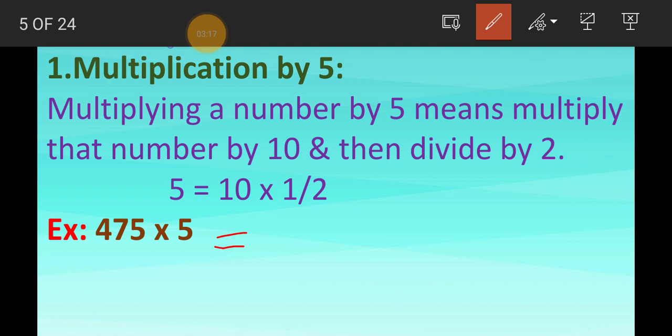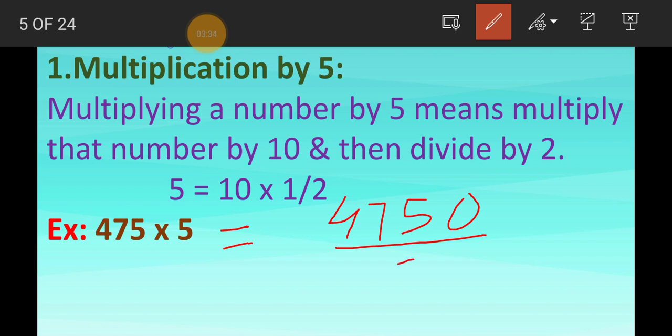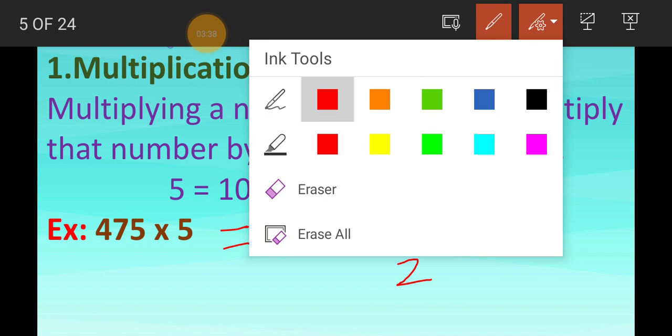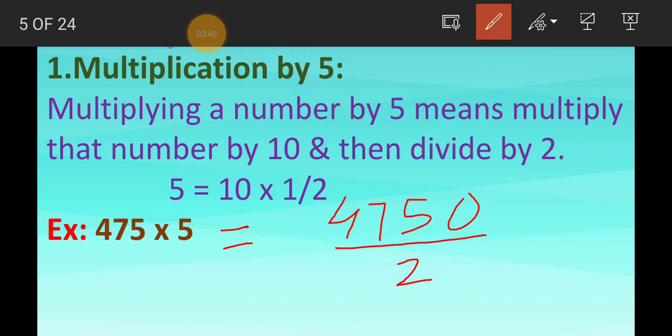But if you go for the long division method which you have learned in the previous year, then it is going to be very time consuming, so you do not have to follow that method. 4750 into 1 by 2 means I have to divide this number by 2. So just go for the shortcut of division. Let's see how we can do that.